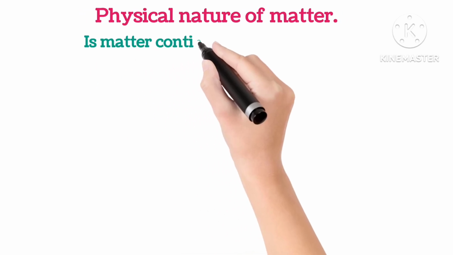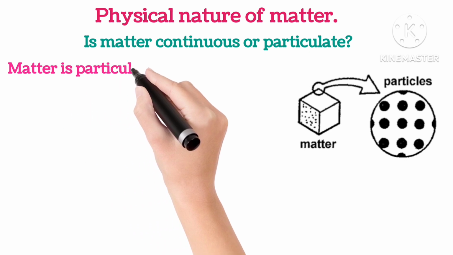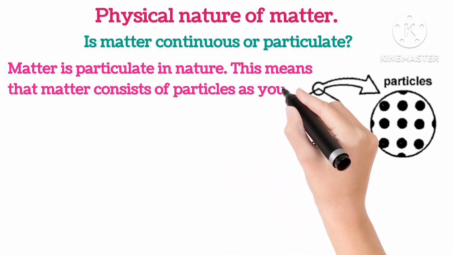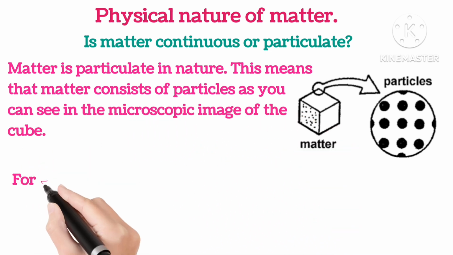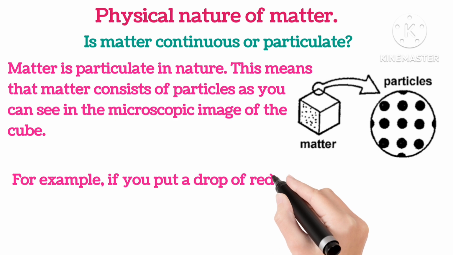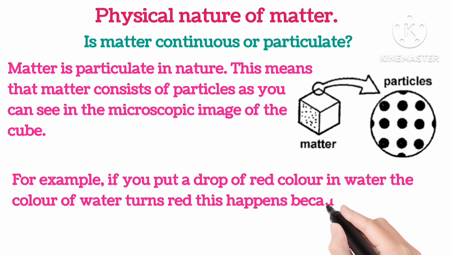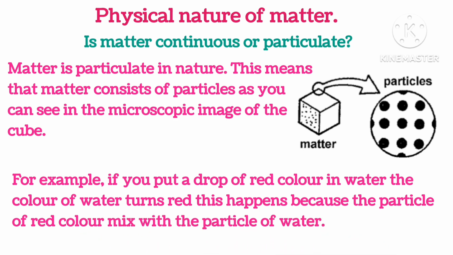Physical nature of matter. Is matter continuous or particulate? Matter is particulate in nature. This means that matter consists of particles, as you can see in the microscopic image of the cube. For example, if you put a drop of red color in water, the color of water turns red. This happens because the particles of red color mix with the particles of water.